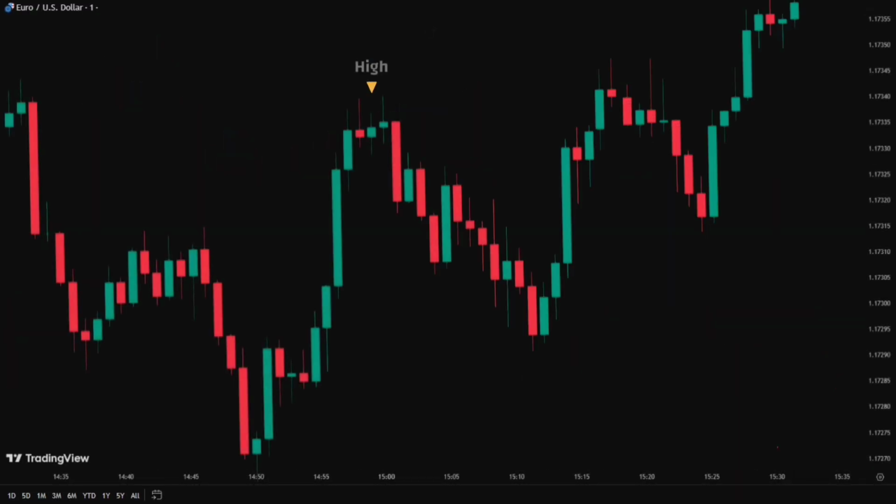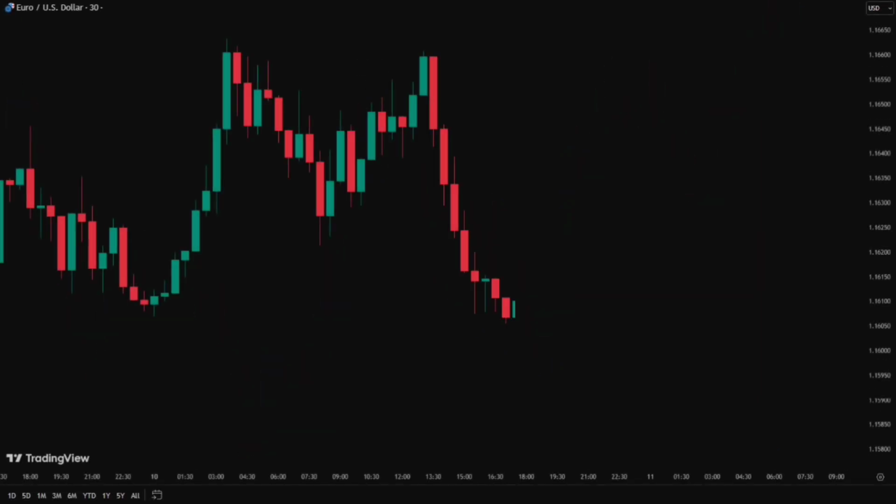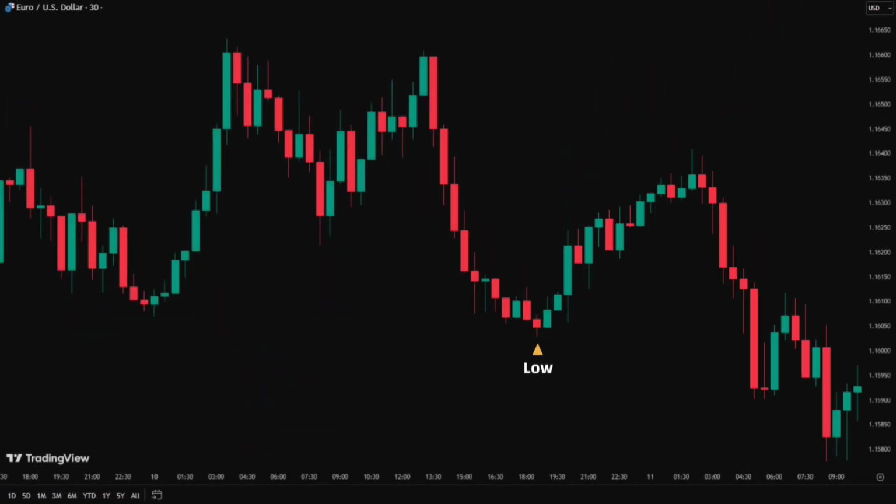A significant swing high is one that price clearly pulled back from. It is a level where the market paused, reversed, and moved lower for a meaningful amount of time before attempting to push higher again. A significant swing low is where price clearly bounced from. The market paused at that level, reversed, and moved higher before attempting to drop again.